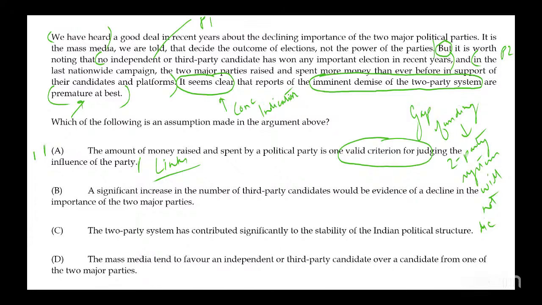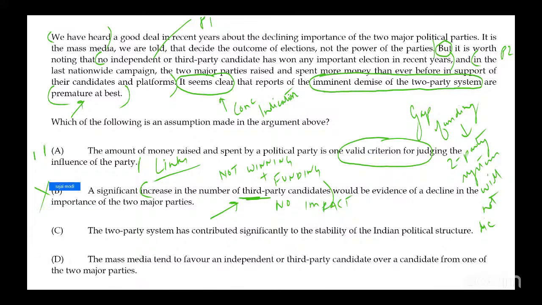Really, actually, the increase in the number of third-party candidates is not at issue. What is at issue is that they are not winning. Having candidates is not a problem. They are not winning, and the two parties are getting enough funding. These are the two reasons, not the candidates. Even if there are many candidates, it won't impact the argument. They will have to win, right? So it is no impact.